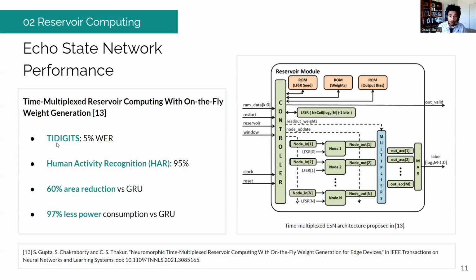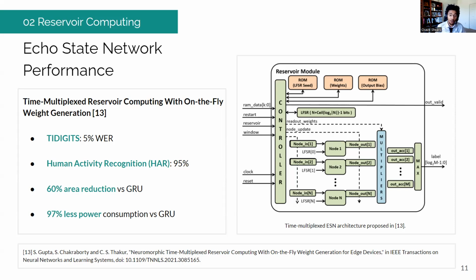So T-digits, which is a spoken digit classification task where we have a user that's saying either a number 0, 1, 2, 3, 4, or 5. What happens in that data set is that those words are spoken and the network is in charge of determining what digit was actually spoken. And with that particular application, this study found that they were able to get, with an echo state network approach, an error rate of 5%, which is pretty decent. So 95% of the time, the network was able to determine which digit was actually spoken.